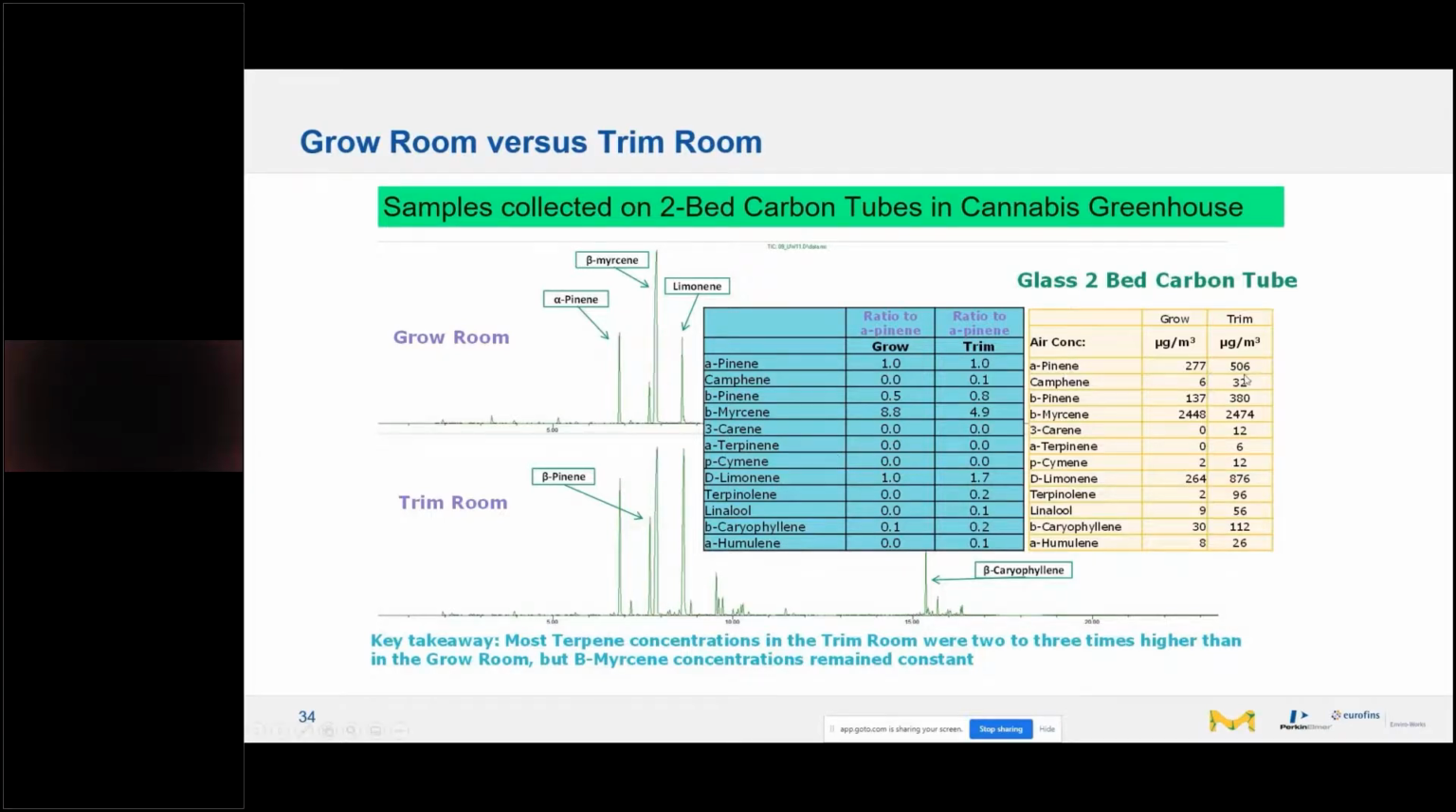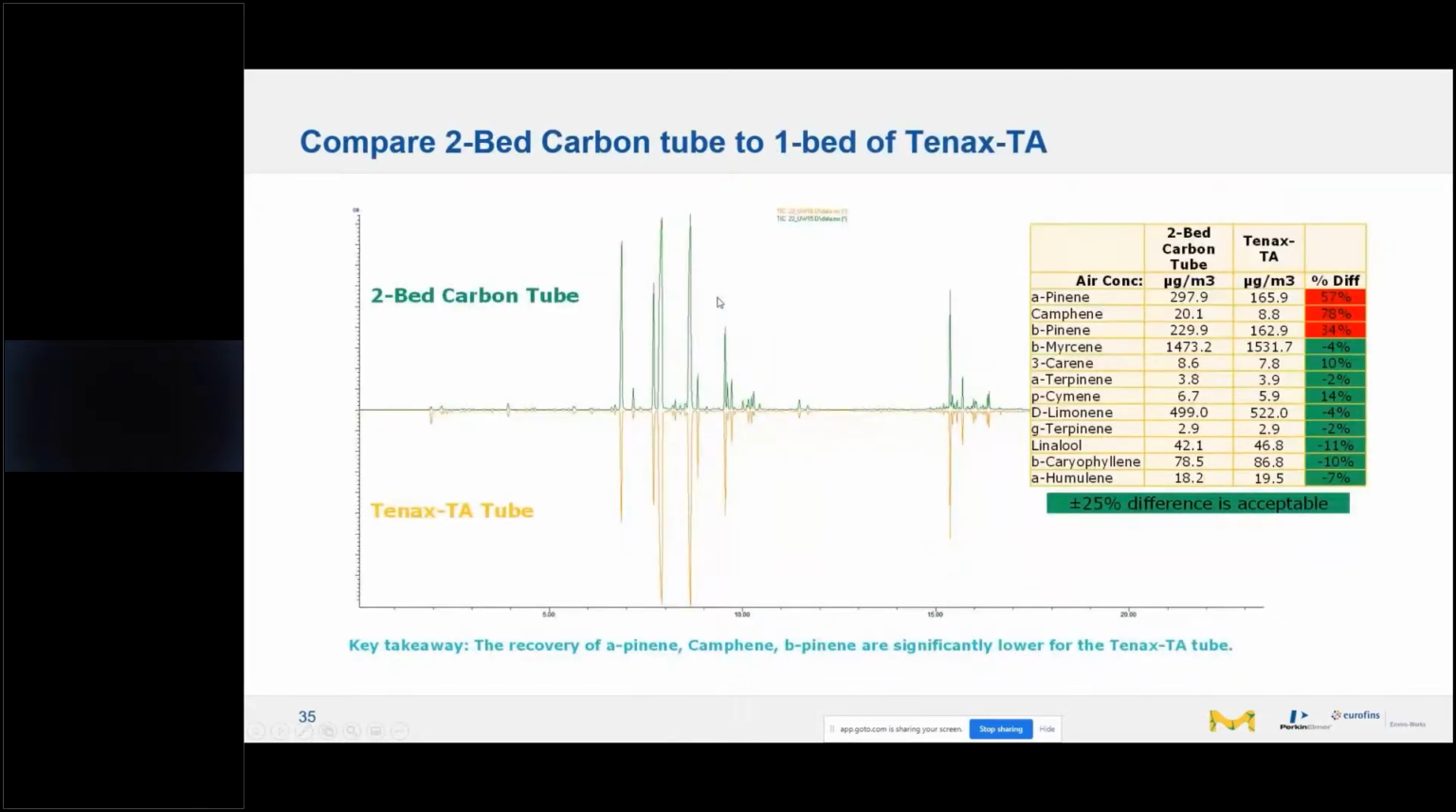Alpha pinene was greater in the trim room, but the beta myrcene was about the same between these 2 rooms. Limonene, which is essentially everywhere, did increase as well as these other targets, other terpenes in the trim room. Now we compared our 2-bed carbon tube to a single bed 10x tube, and again we lost the lights using 10x.